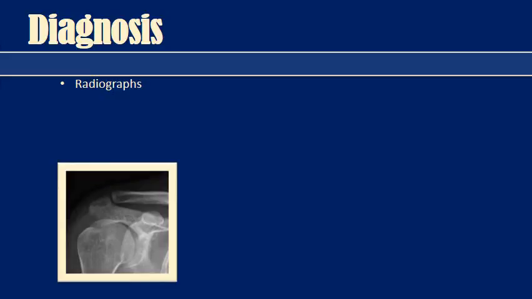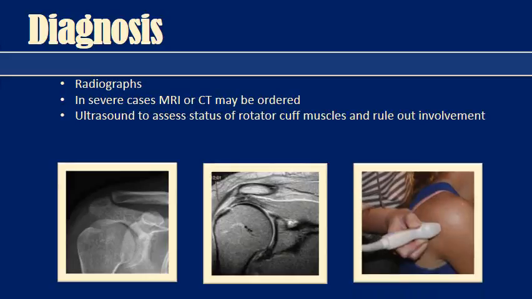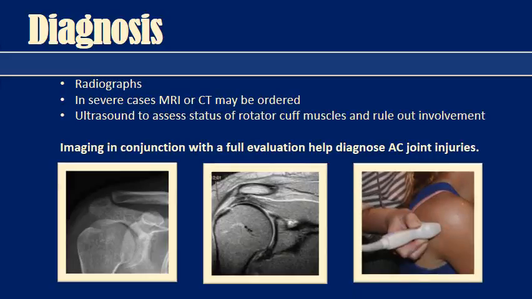Imaging is used to help diagnose AC joint injuries. Radiographs are the first type of imaging ordered, which help determine the osseous details of the acromion and the clavicle. In severe injuries, MRI or CTs may be ordered to help determine if the surrounding structures sustain injury. Ultrasound can be used as well to assess the rotator cuff muscles. Imaging in conjunction with a full evaluation, including a history, helps diagnose AC joint injuries.